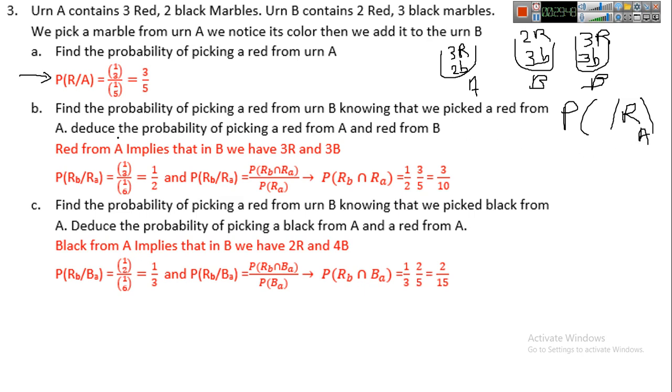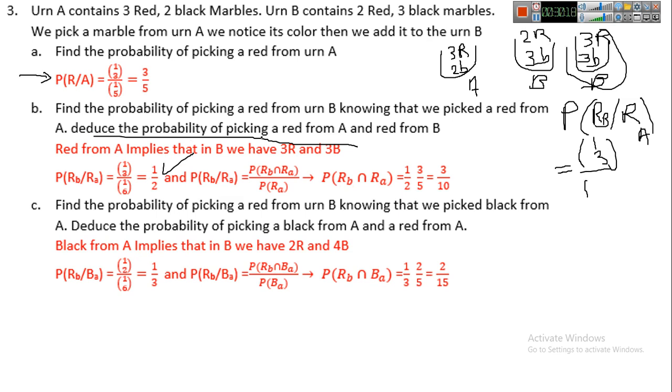So deduce the probability of picking a red. Find the probability of picking a red from urn B, knowing that we picked a red from A. So I want to find the probability of picking another red from B. Because I have picked a red from A, now the total of red is 3 and the black is 3. So you need to pick a red: 1 out of 3 over 1 out of 6. So it will be half.